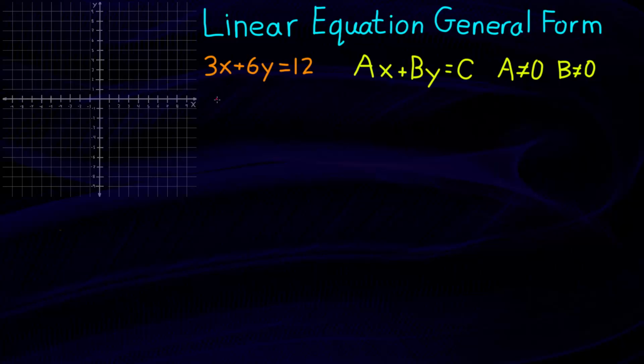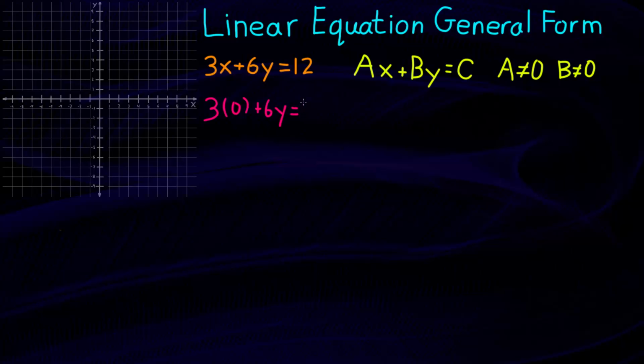First, let's get the y-intercept, because that's the one that we tend to work with here. To get the y-intercept, we're going to put a value of 0 in for x, because that's the point at which this equation is going to cross the y-axis.